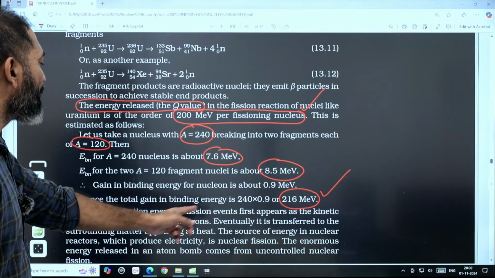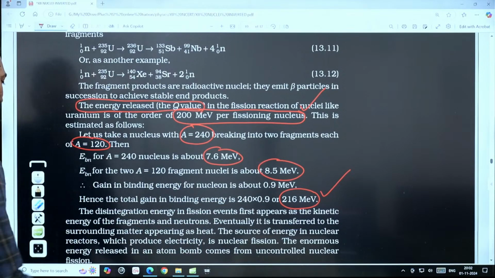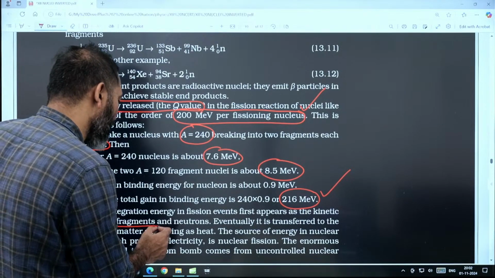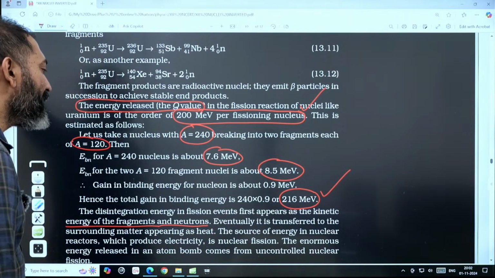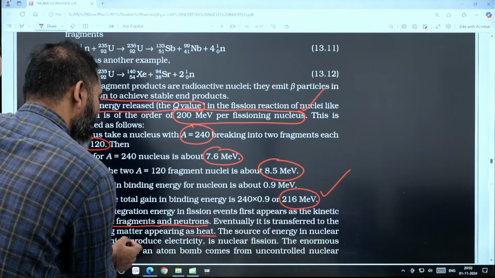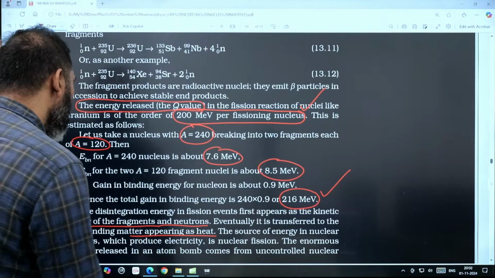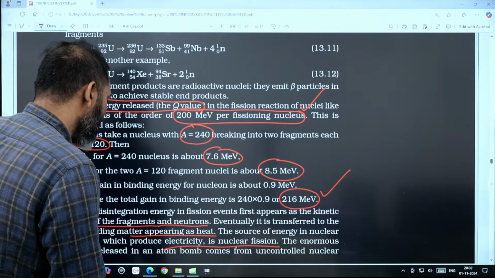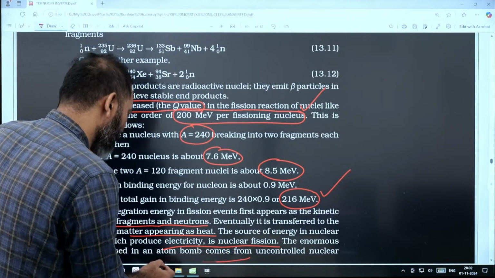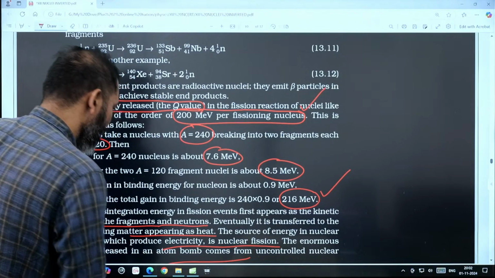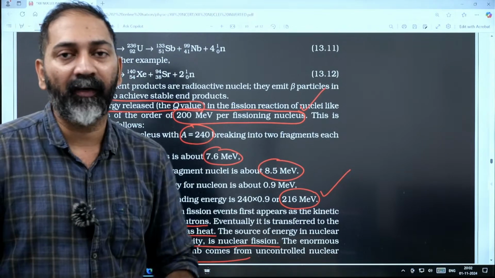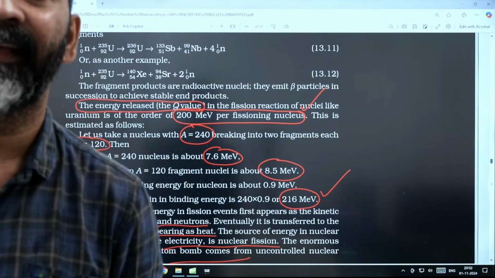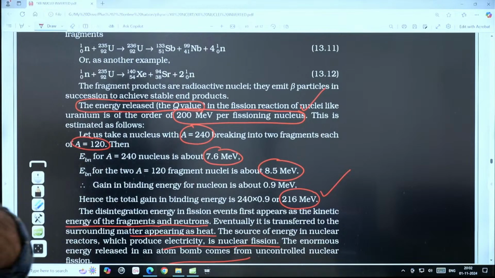The disintegration energy in fission events first appears as the kinetic energy of fragments and neutrons. Eventually it is transferred to surrounding matter as heat. The source of energy in nuclear reactors which produce electricity is nuclear fission. The enormous energy released in an atom bomb comes from uncontrolled chain reaction, uncontrolled nuclear fission. Nuclear reactor is controlled fission.